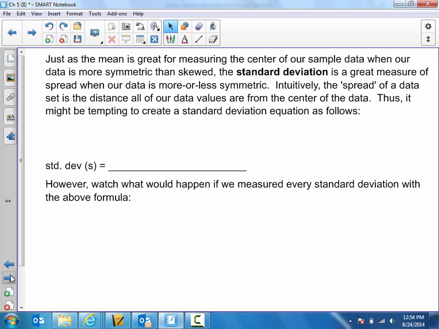All right, standard deviation is a great measure of spread when our data is more or less symmetric. Intuitively, the spread of the data set is the distance all of our data values are from the center of the data. So like the mean, the standard deviation is going to take into account all of the data values, not just a select few like the interquartile range does. Thus, it might be tempting to create a standard deviation equation as follows. So you might think, oh, okay, it's going to look something like the mean, s standing for sample standard deviation.